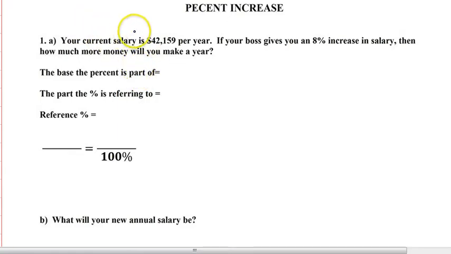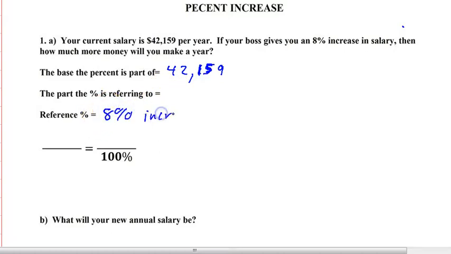It says your current salary is $42,159. If your boss gives you an 8% increase in salary, then how much more money will you make a year? So since we're getting an 8% increase on this, that makes that our base. That's what we're starting with. So that is our base. Hence the name base.